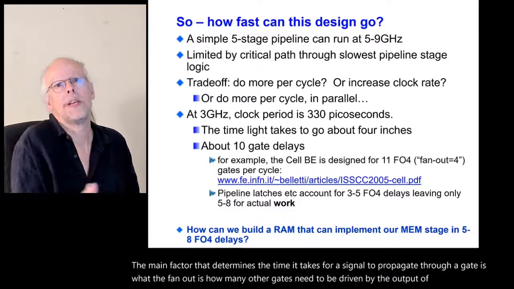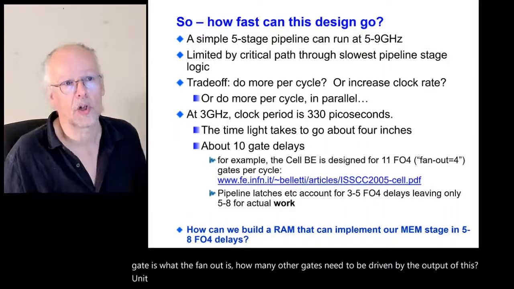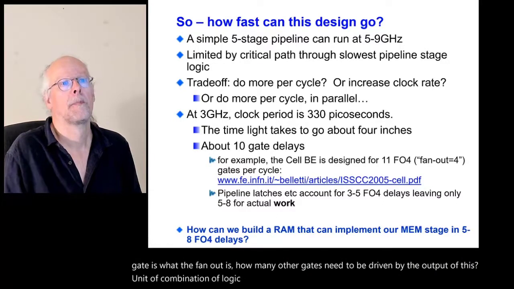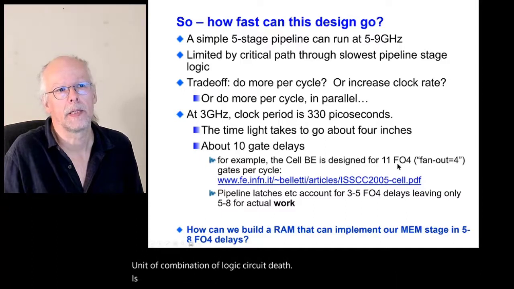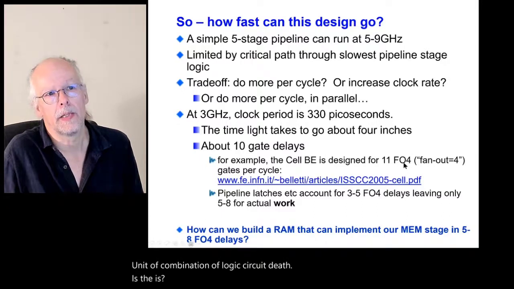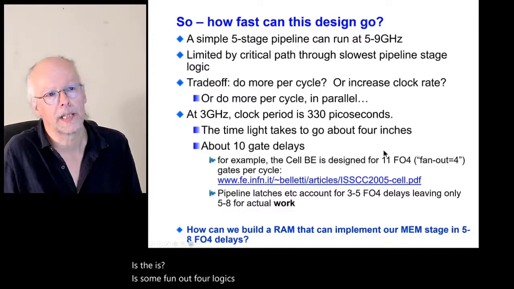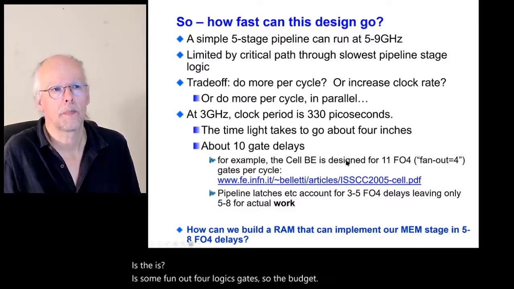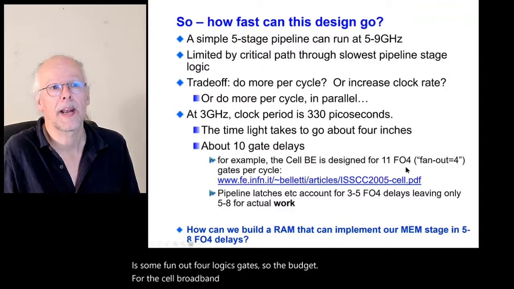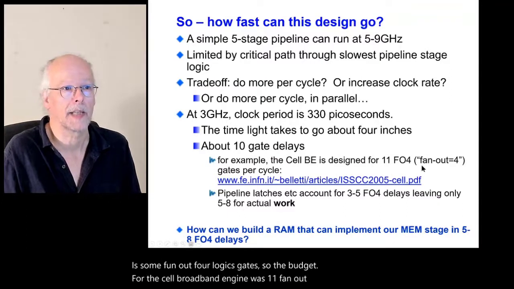So a unit of combinational logic circuit depth is fan out 4 logic gates. So the budget for the Cell Broadband Engine was 11 fan out 4 logic gates per pipeline stage.